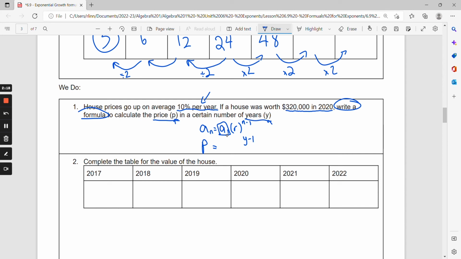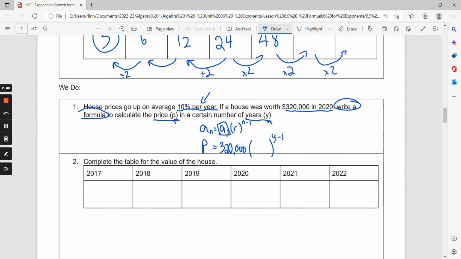So let's go ahead and put that in. I know that this is going to be a little tight, so I might need to move some stuff. 320,000. And then we still need to multiply by our rate raised to the y minus 1. All right, so let's go ahead and look at our rate.